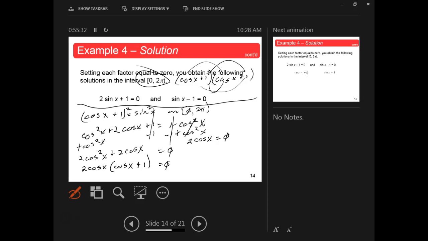No. If x equals 0, cosine would be 1, and 2 cosine would be 2, not 0. Okay? Doing the first factor here, 2 cosine x equals 0. Sine x is 0 at 0. Cosine x is 1 at 0. Oh, I thought you meant what you give in the equation. Okay, what do we do with this?